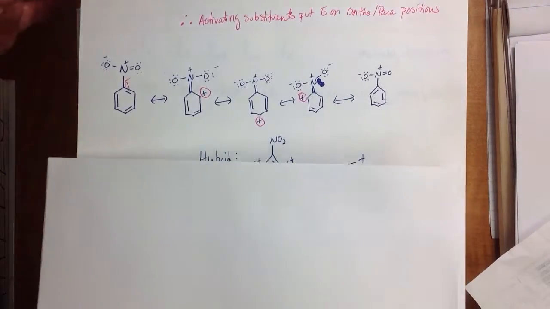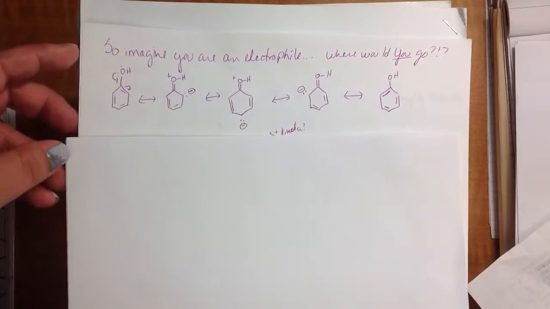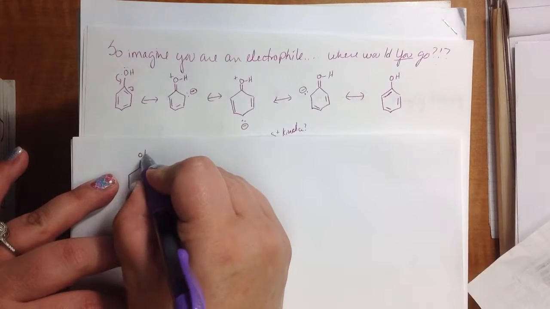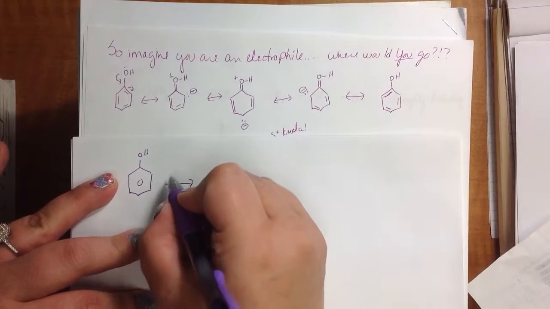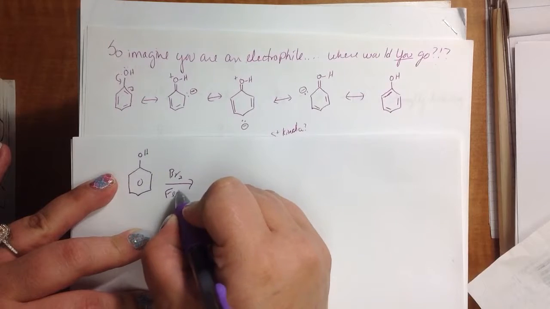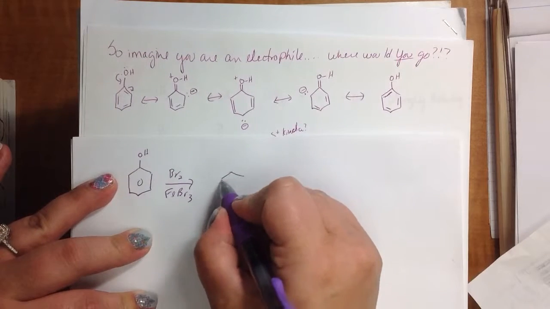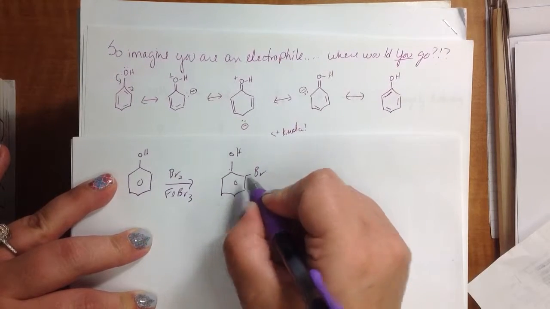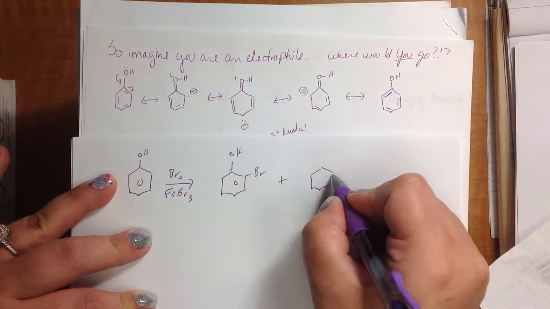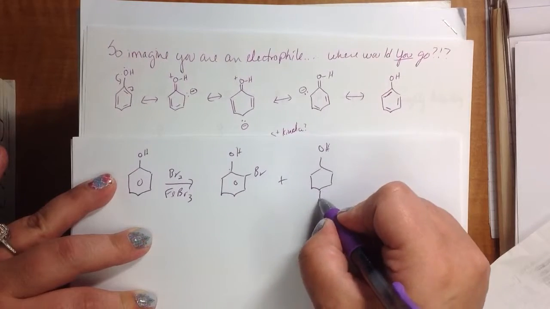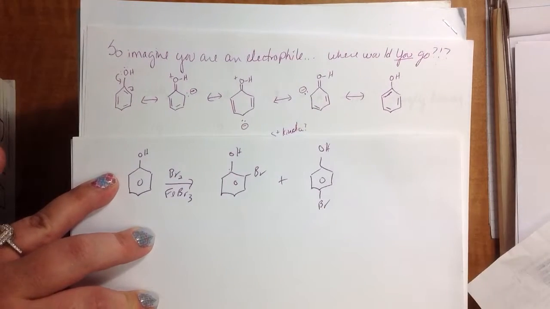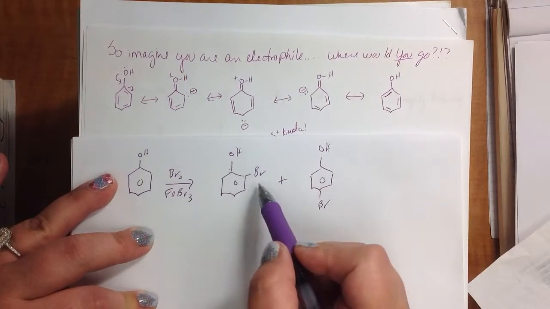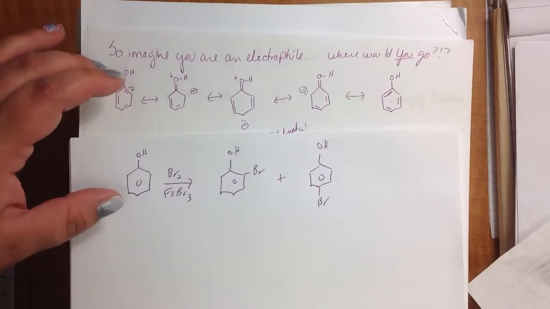So let me show you this in general. Let's say that we have what I just drew up here. We've got an OH, and I'm going to do this with Br2, FeBr3. Then what I should get as products should be an OH here and here, right? Notice I didn't draw one over here, but yes, that's the same thing. The other ortho position is just flipped over, right?